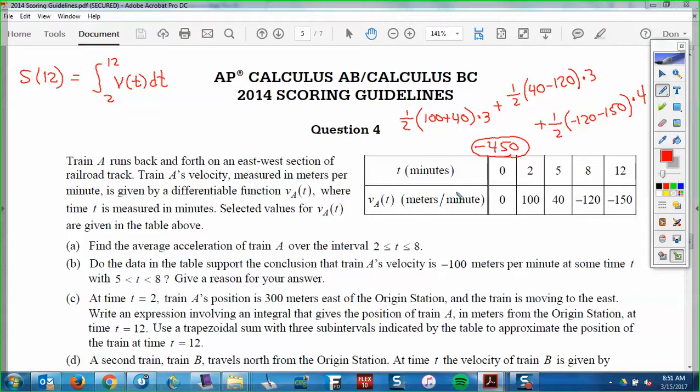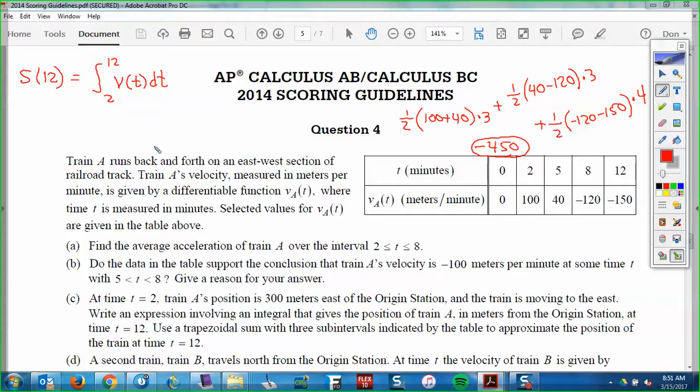What are we forgetting about? Because they want the position. They want an expression involving an integral that is the position at 12. So this is not right yet. What do you have to do with the initial condition? Now you're making it too hard. What do we do with the initial condition?